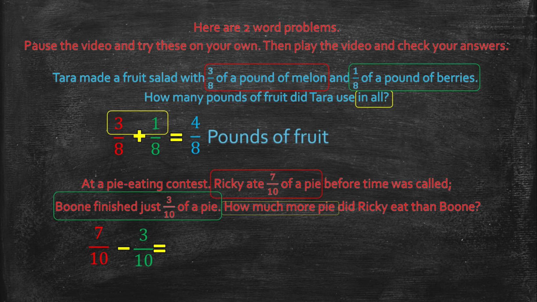And our denominators are the same number, 10 and 10. So we're going to leave our denominator 10. And we only have to subtract the numerators. 7 minus 3 is 4, giving us 4/10. But just like the first problem, this is a word problem. So we're not done yet. 4/10 of pie. That's how much more Ricky ate than Boone.